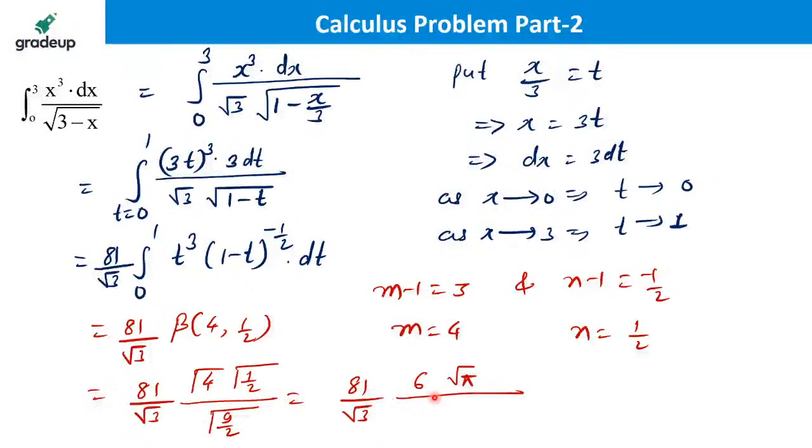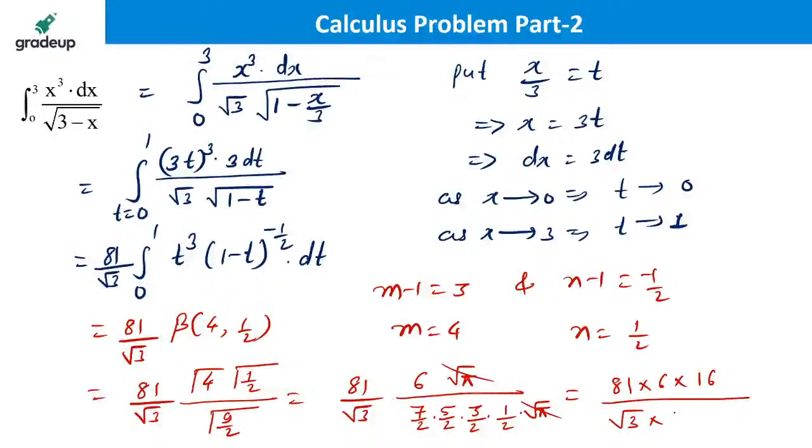Gamma function of 9 by 2 can be split as 7 by 2, 5 by 2, 3 by 2, 1 by 2, and root pi. You can just simplify this. So root pi gets cancelled, and you can simplify this. 81 into 6 into 16 upon root 3 is there in the denominator. 7 5s are 35. Okay, 5 3s are 15. Just simplify this.